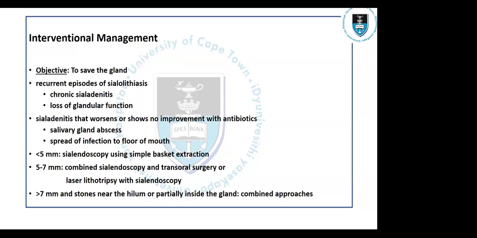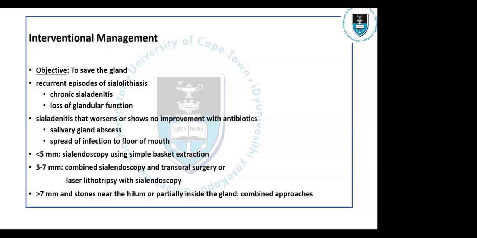The objective of interventions for submandibular stone extraction is generally to save the gland. Patients with recurrent episodes of sialolithiasis should be considered for operative management due to the risk for chronic sialadenitis and loss of glandular function. Patients with sialadenitis that worsens or shows no improvement with antibiotics also require operative evaluation, as they are at risk for the development of salivary gland abscess and spread of the infection to the floor of the mouth, which can potentially lead to airway compromise.